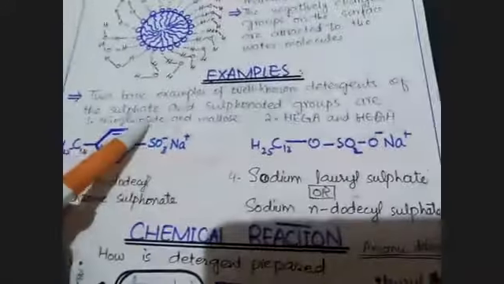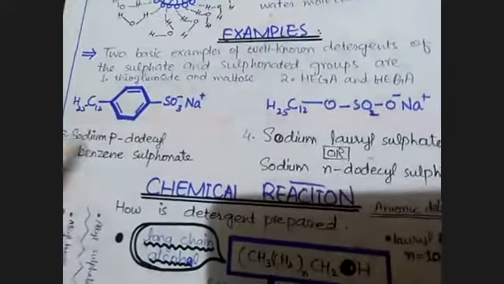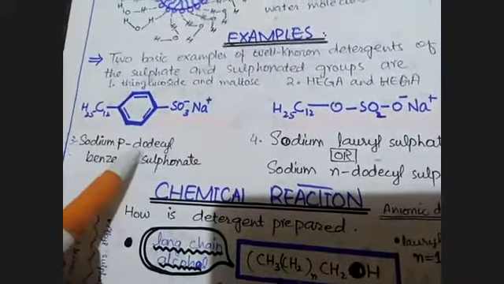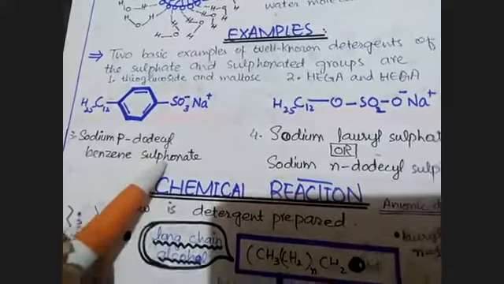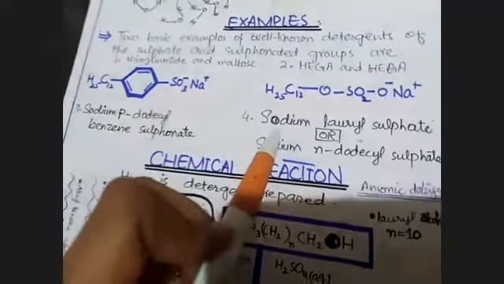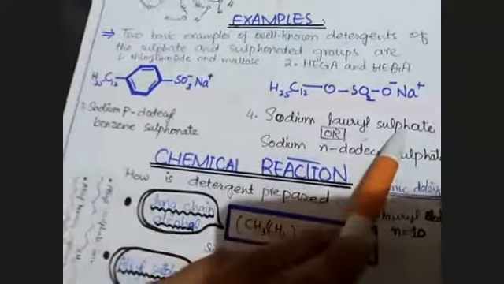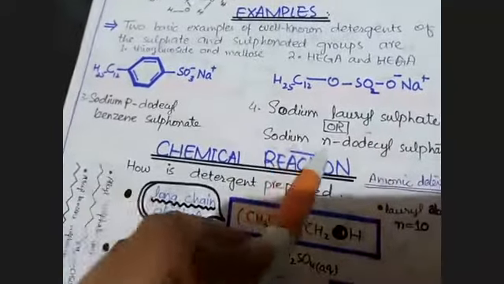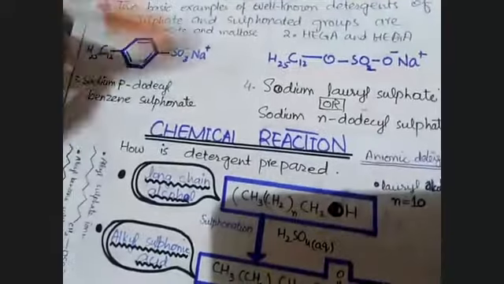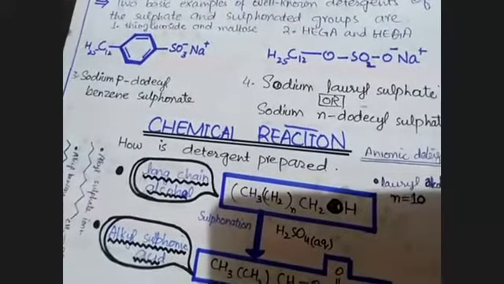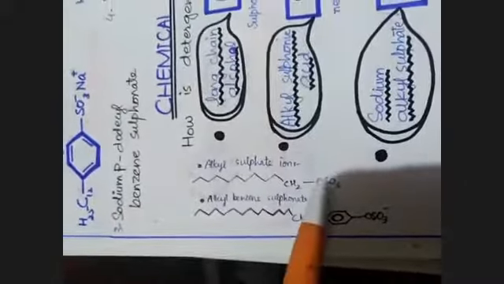Here are the examples of the detergent. This is sodium p-dodecyl benzene sulfonate, and this is sodium lauryl sulfate, sodium dodecyl sulfate. These are the structures, but when we come to know the actual structure, these structures may seem like this. This is the long chain hydrocarbon and this is the ionic part. This is the long hydrocarbon chain and this is the ionic part.